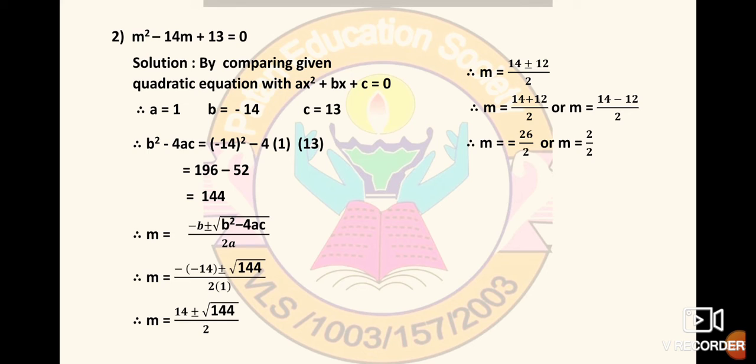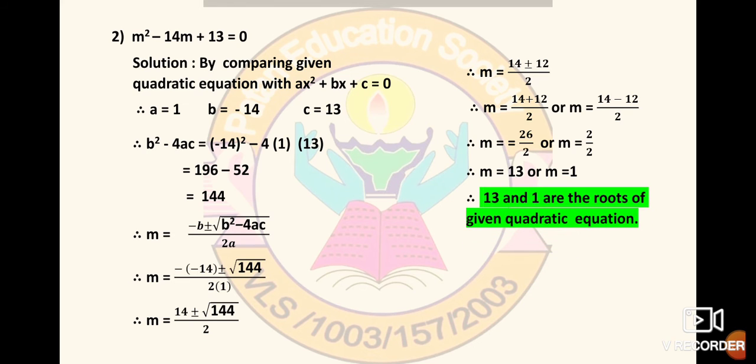14 plus 12 will have the answer equal to 26, so 26 upon 2, and 14 minus 12 will have the answer equal to 2, so 2 by 2. m is equal to 13. The answer of the division 26 divided by 2 will be 13 and that of 2 by 2 will be 1. So 13 and 1 are the roots of the given quadratic equation. This is all about the second example.